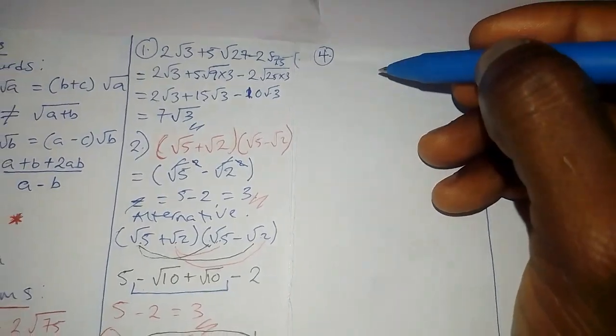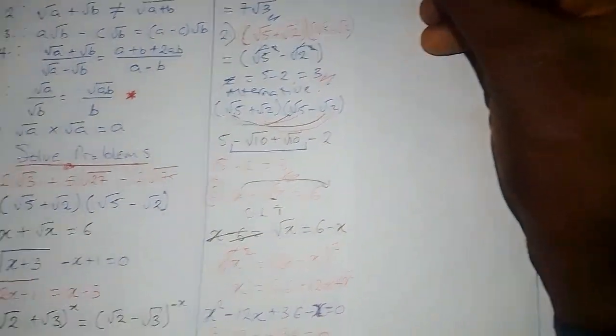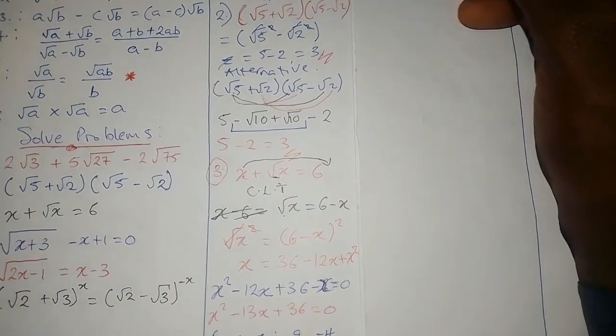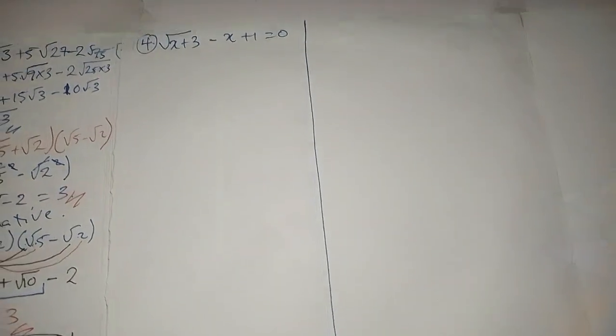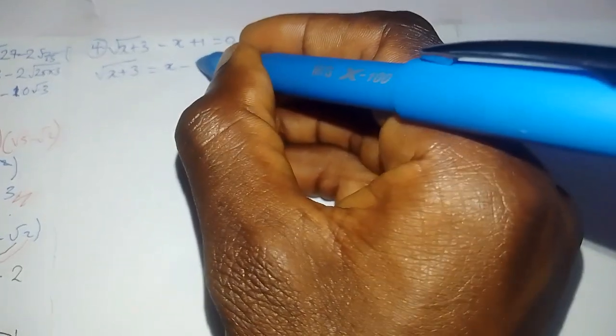Okay, from here moving to question 4. We see that question 4 is square root of x plus 3 minus x plus 1 equals 0. So how do I solve this kind of question? Why can't I just do it like question 3? You can actually pause the video and try it on your own. But let me just give you hints. The first hint is to collect terms. So you can say that the square root of x plus 3 is equal to x minus 1.